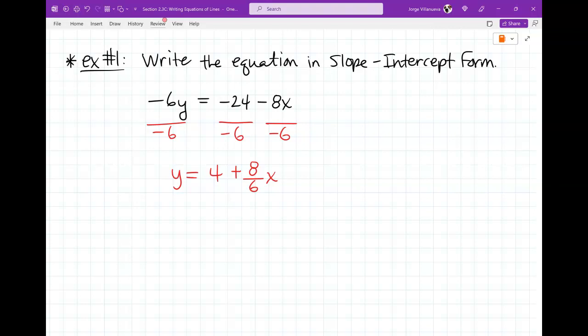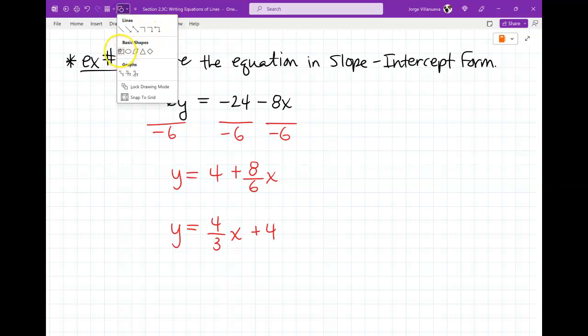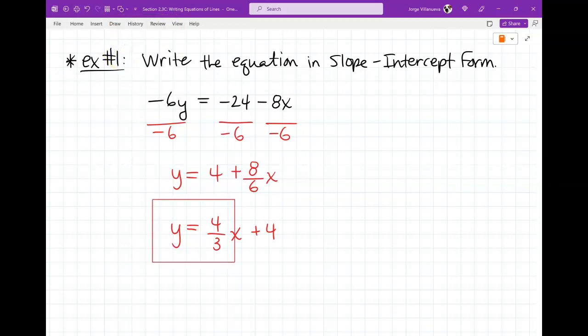The way it looks right now is solve for y, but they want us to put it in slope-intercept form, which means the x should be in the middle and that 4 should be on the right side. So I'm just going to flip them because addition is commutative. That allows me to move things around. When I move the 8/6 to the middle part, I'm going to reduce it by 2, so it's going to become 4/3 x plus 4, and that's your answer.